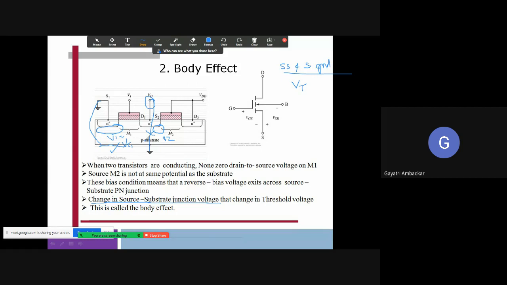So this variation in the threshold voltage due to variation in the junction potential is called the body effect. Is it clear? Yes, ma'am.